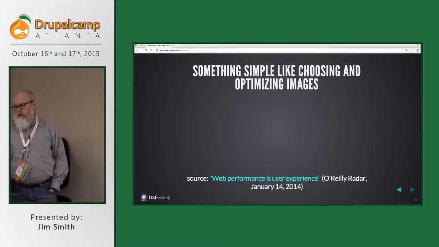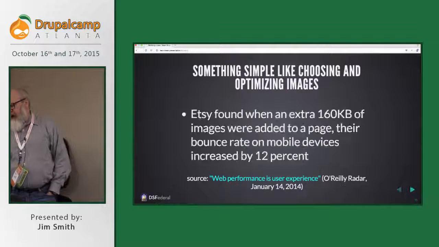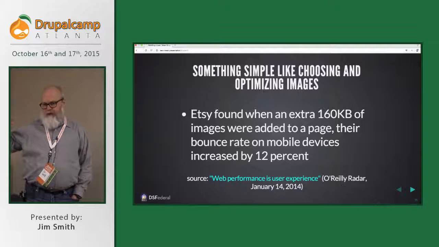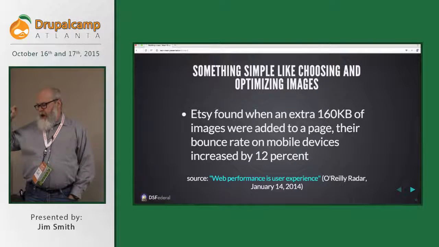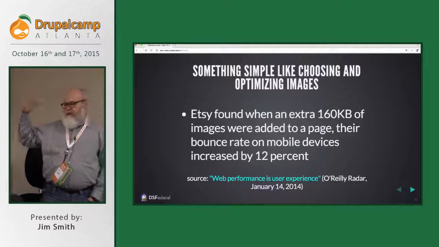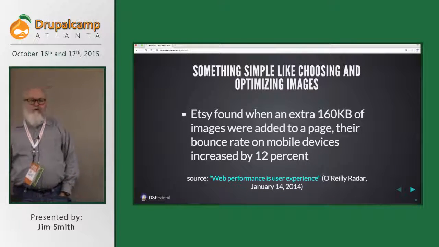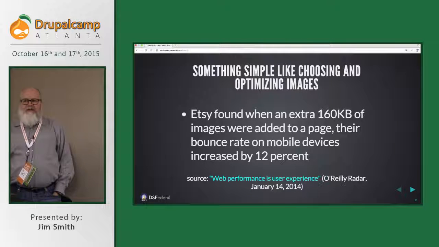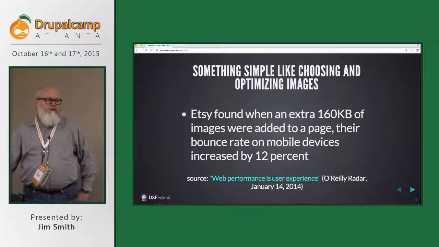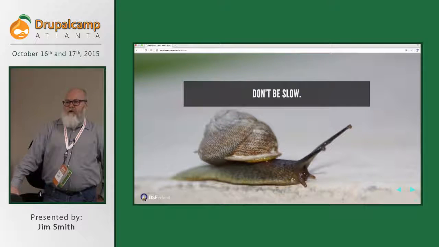O'Reilly Radar looked at just the difference that it makes to optimize images on a site, and they specifically looked at Etsy and found that by adding 160K to their image weight of a page, they increased their bounce rate by 12%. So that's a fairly significant amount of change in your traffic based on just an unoptimized image, for example. So the point here is don't be slow.